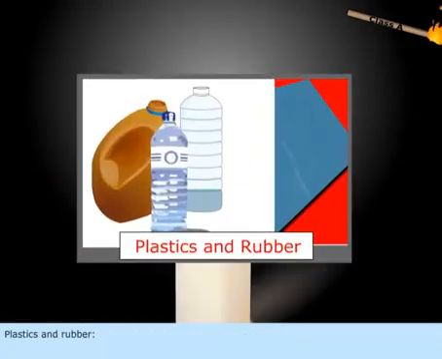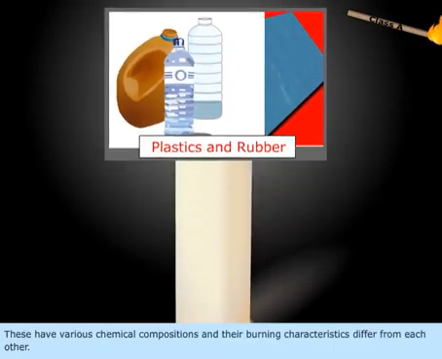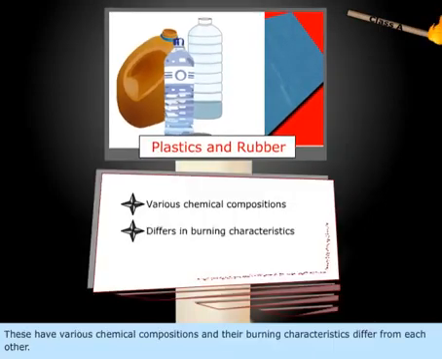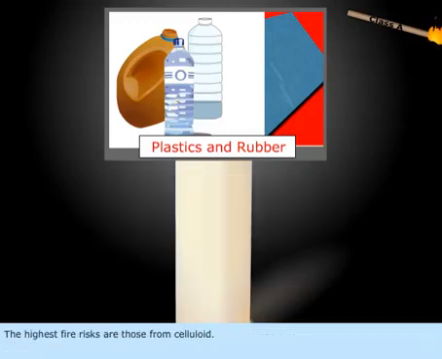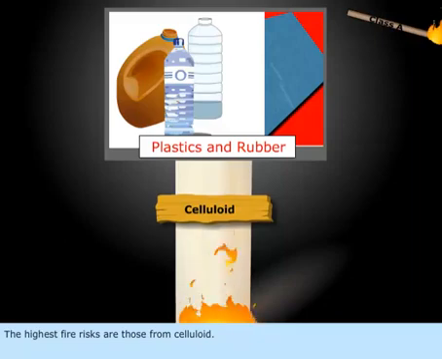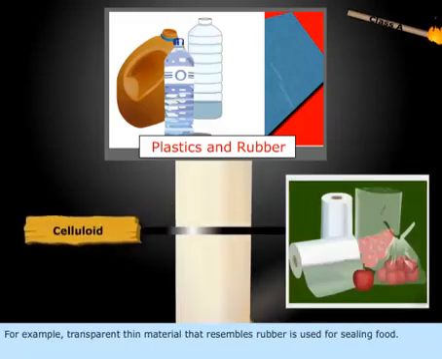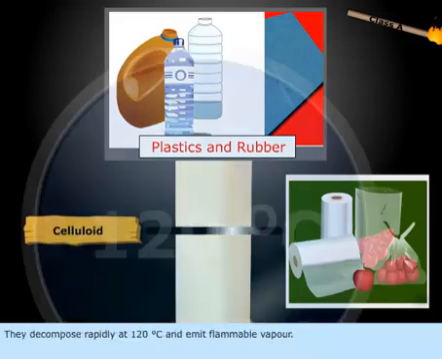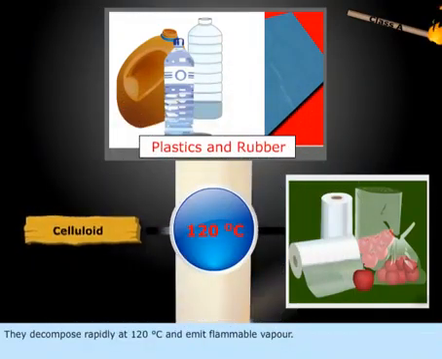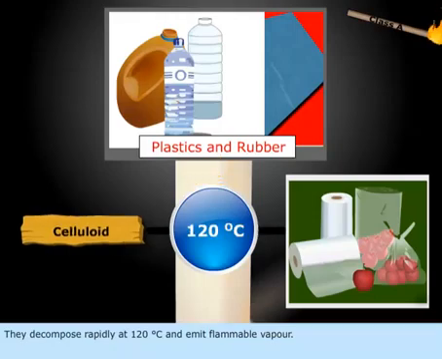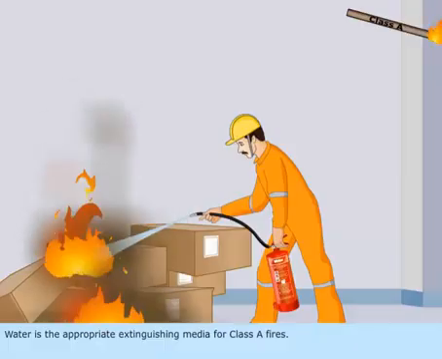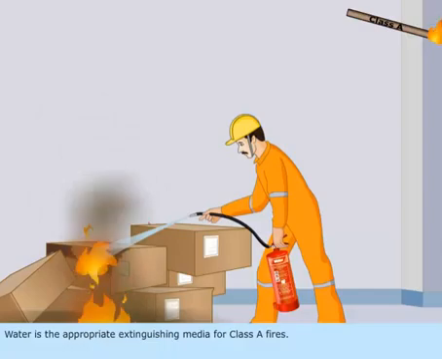Plastics and rubber. These have various chemical compositions, and their burning characteristics differ from each other. The highest fire risks are those from celluloid, for example, transparent, thin material that resembles rubber, used for sealing food. They decompose rapidly at 120 degrees Celsius and emit flammable vapor. Water is the appropriate extinguishing medium for Class A fires.